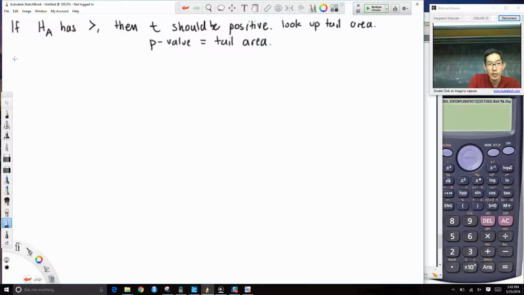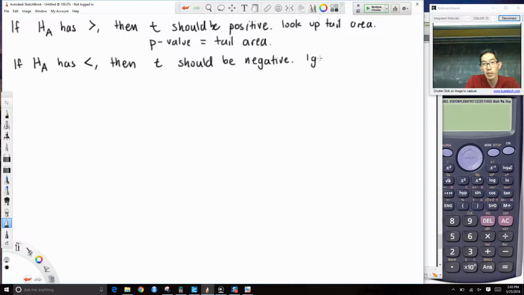If the alternative has a less than sign, then t should be negative. Ignore the negative sign because your t-table only has positive values, so ignore the minus sign. Look up the tail area, and your p-value is equal to the tail area.